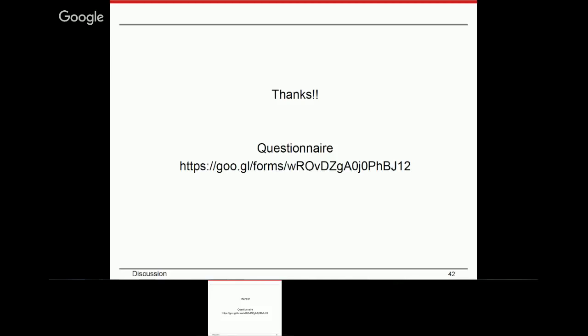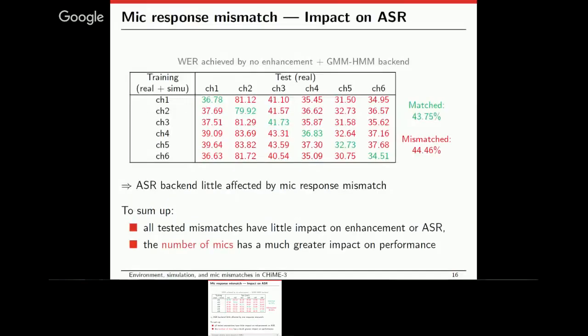Can you go back to slide 16, the analysis? Why is channel 2 at an 80% error rate while the rest are lower? Channel 2 is at the back, so it would record mostly noise. Okay.